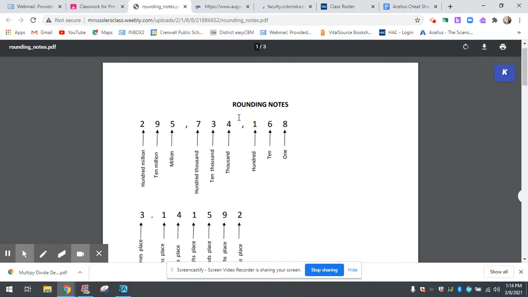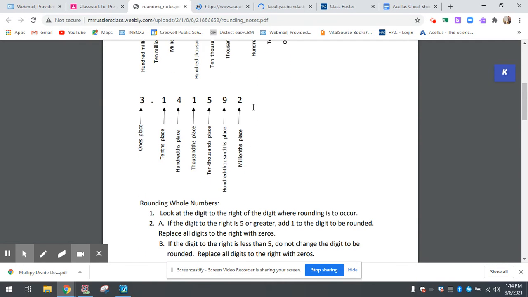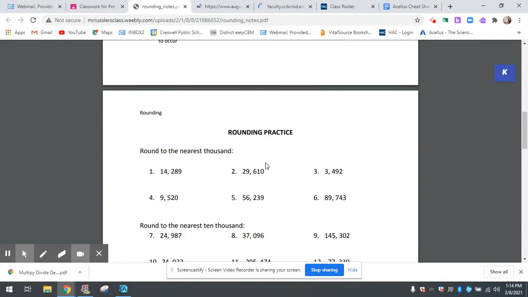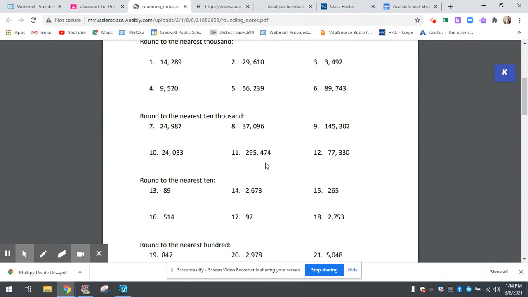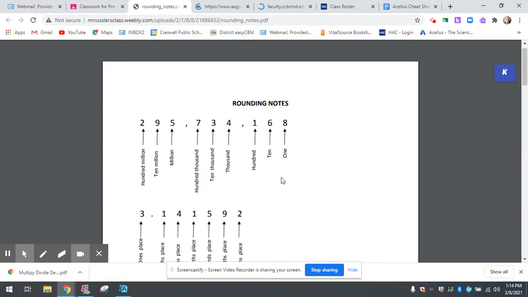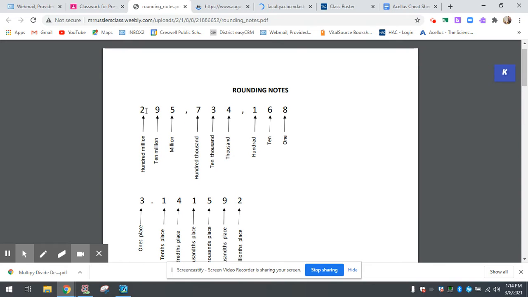All right. So this one has some rounding notes for you, and lots of explanation, and you can just ignore the practice. I just wanted you to have the notes on this first page. It shows you the place value of numbers up to 100 millions. A reminder that any number from 0 to 9 is a digit, and where it's placed in a number is associated with its value.